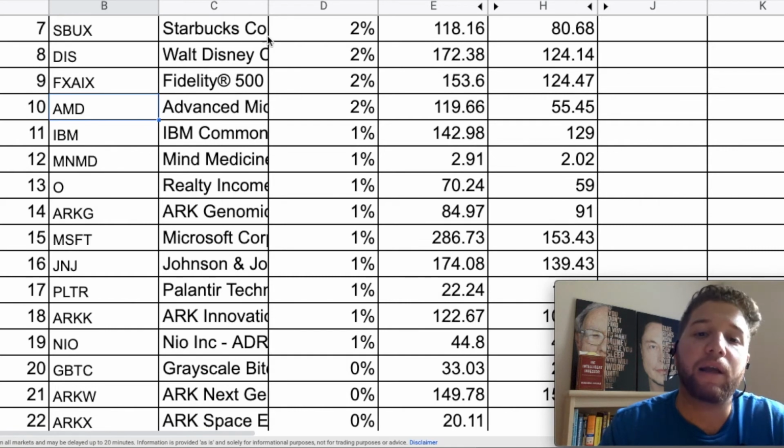Number 7, coming in at 2% also, I own Starbucks. Cost base is $80. Currently sits around $118. Starbucks, another great dividend growth company. I really like Starbucks. I think it's a great business model.